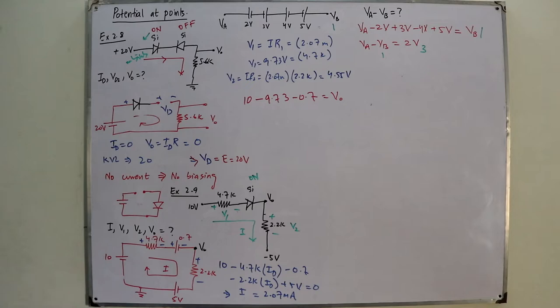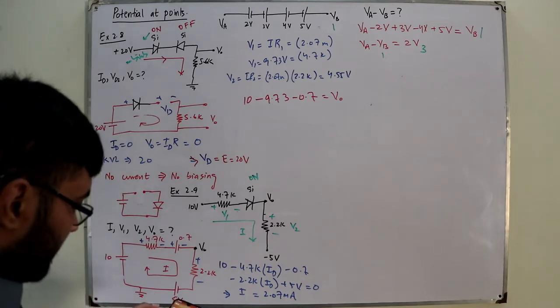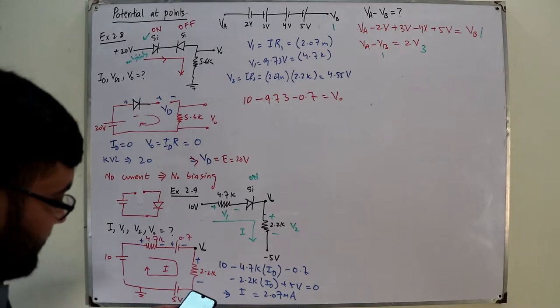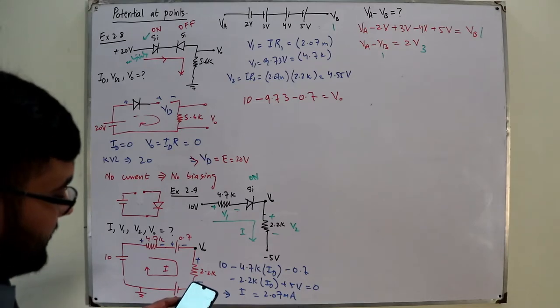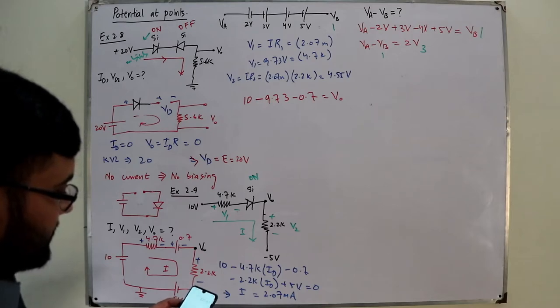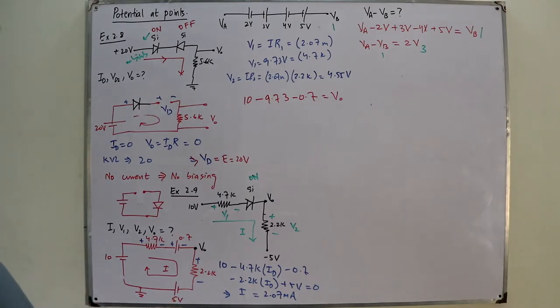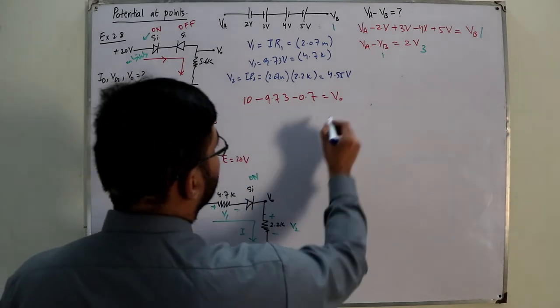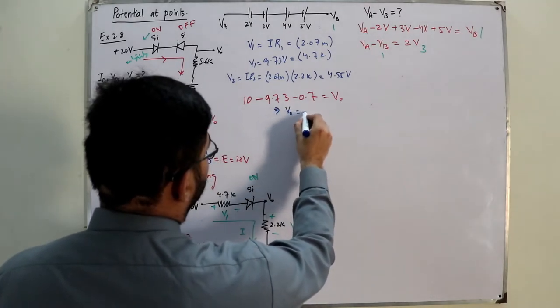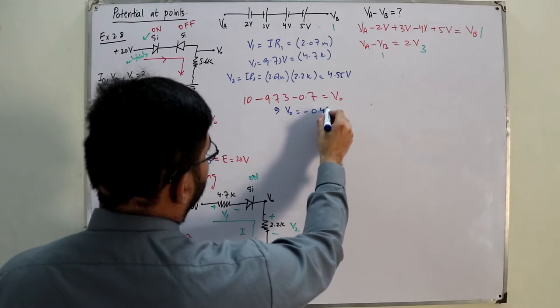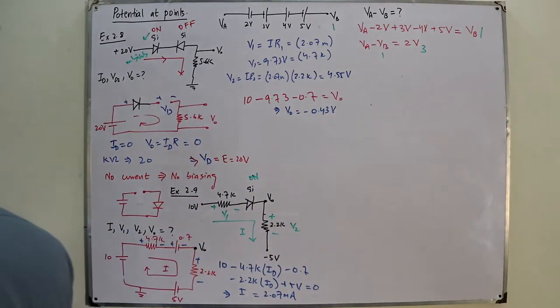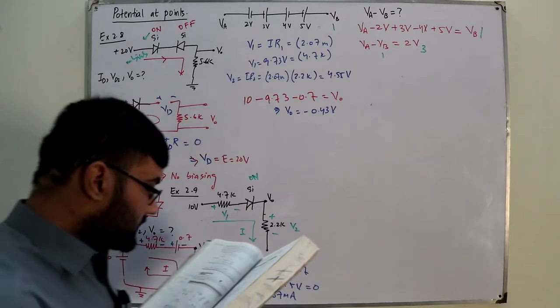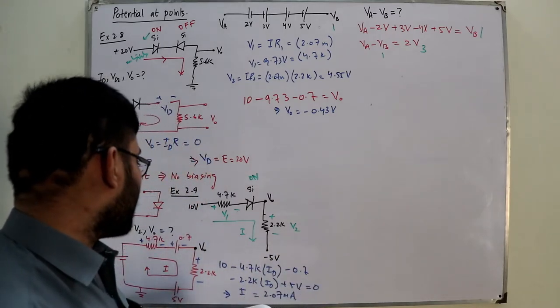The book has another value. Let me see. 10 minus 9.73, and then you have a minus 0.7. So it's a minus 0.43. Minus 0.43, and the book has a minus 0.45. So the book has a minus 0.45, but I have a minus 0.43 volts. What does this minus sign indicate? The minus sign indicates that V0 has the opposite polarity as shown over here.